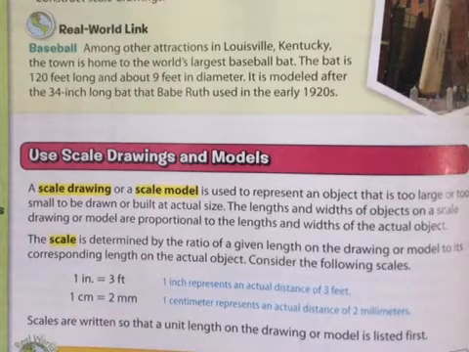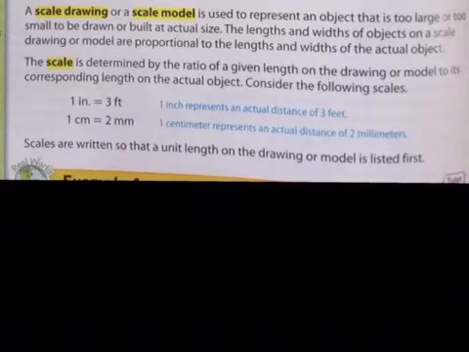Now we would use a scale drawing, for example, to draw things that we can't actually see. For example, space or our solar system. Or an atom. An atom can be so small that we actually have to draw a scale model of it because we can't really see it. Very important, whenever you're drawing a scale drawing or scale model, you must include a scale.